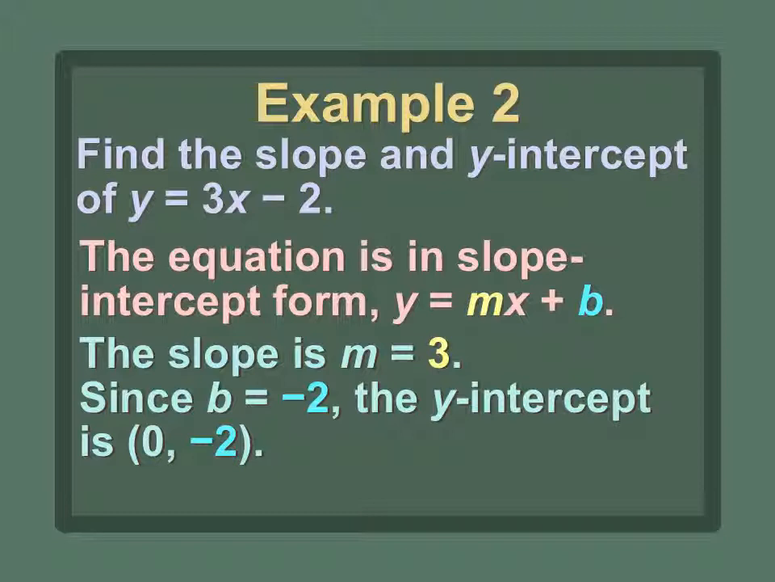It's very important to say that when we say what is the y-intercept, we don't just say negative 2. That's incorrect. A y-intercept is going to be an ordered pair. So we have to say (0, negative 2) for our y-intercept.